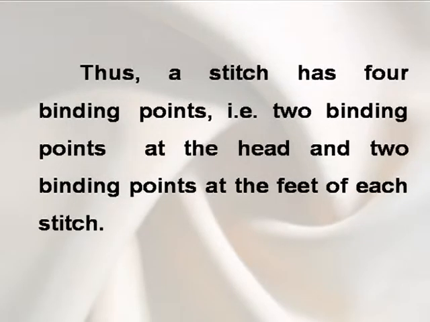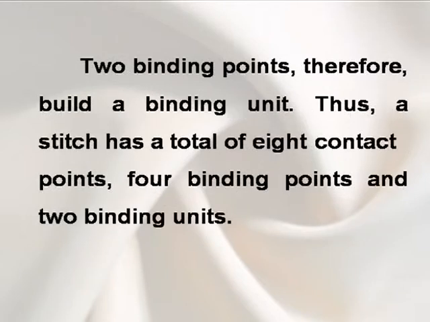Thus, a stitch has 4 binding points. For example, 2 binding points at the head and 2 binding points at the feet of each stitch. 2 binding points, therefore, build a binding unit. Thus, a stitch has a total of 8 contact points, 4 binding points, and 2 binding units.